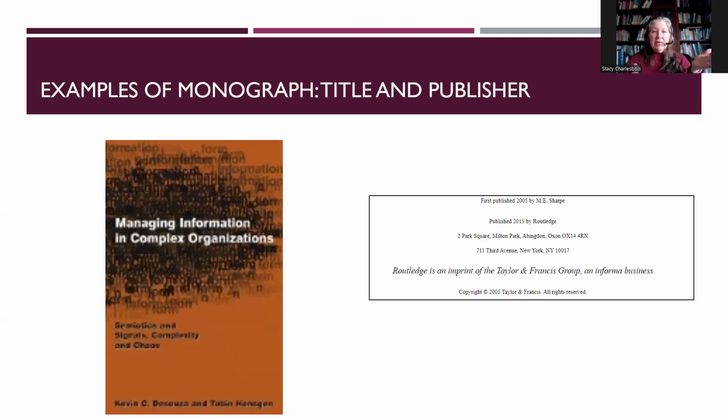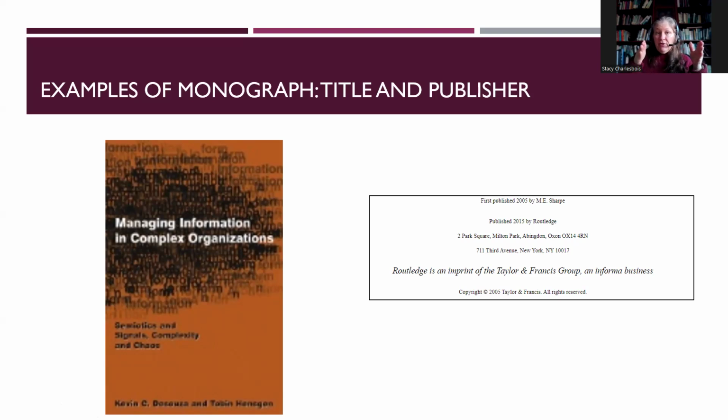So here is an example of a monograph. Here's the title and the publisher information. We have Managing Information in Complex Organizations, and this was first published by M.E. Sharpe in 2015 by Routledge, which is a publisher that is an imprint of what's called the Taylor and Francis Group. So you've got a hierarchy of businesses where you have an overall business, and then you have it parceled out so that Taylor and Francis is a database publisher as well.